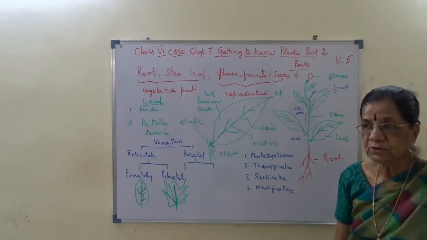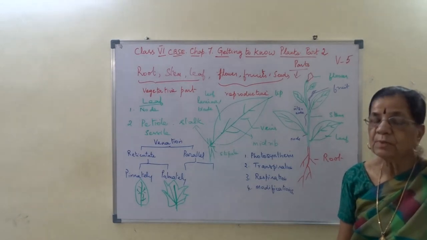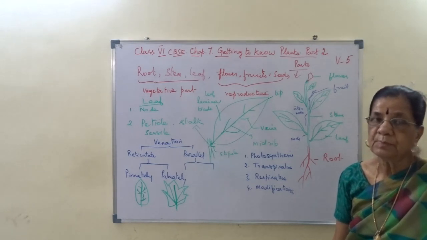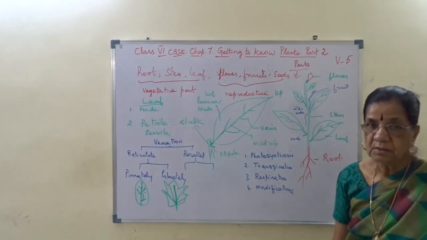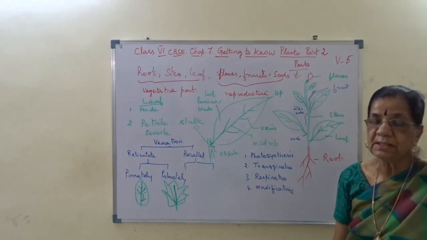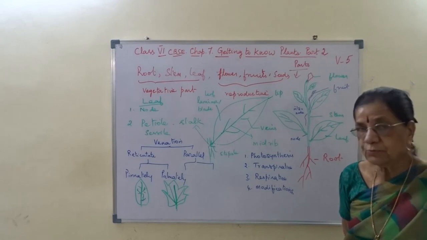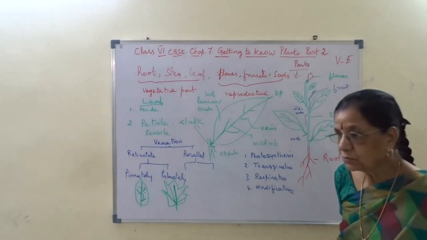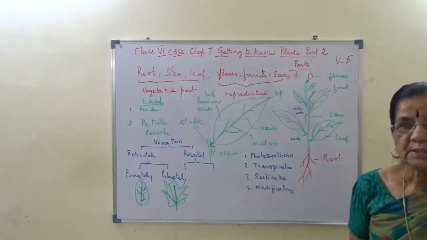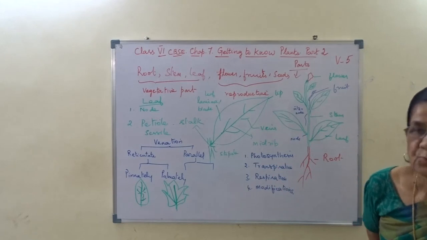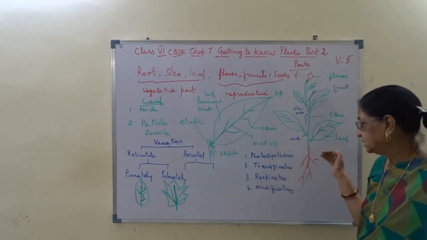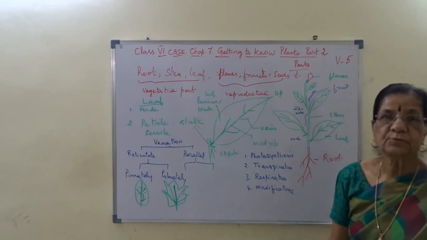Now, what is photosynthesis? We know it is the preparation of food by green plants with the help of sunlight, water, chlorophyll, and carbon dioxide. Sunlight and chlorophyll are the essentials of photosynthesis. Carbon dioxide and water are the raw materials for photosynthesis. So, functions of the leaf: photosynthesis, transpiration, respiration, and modifications.